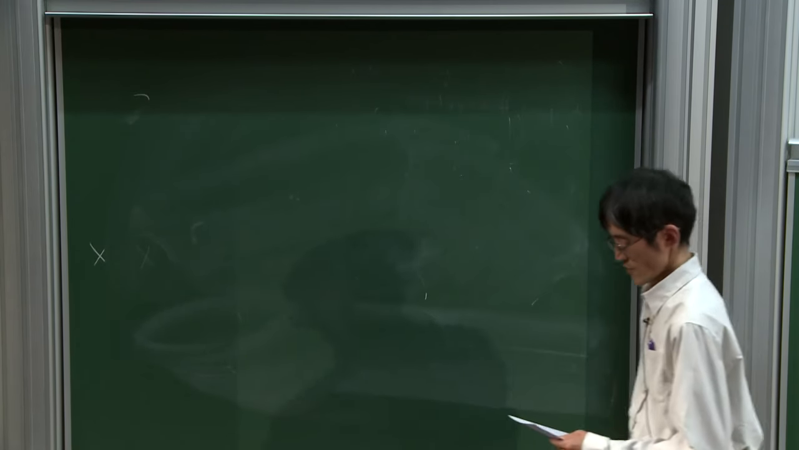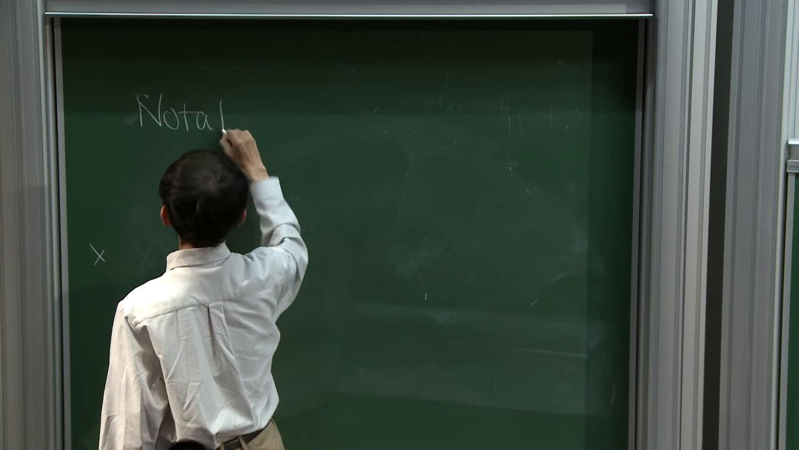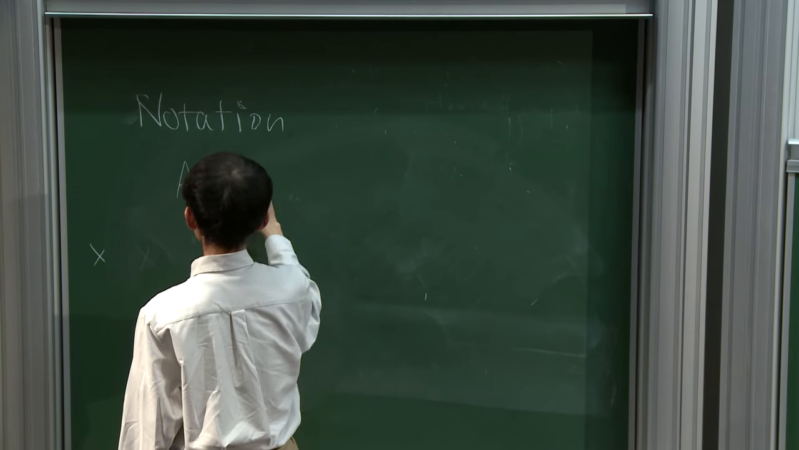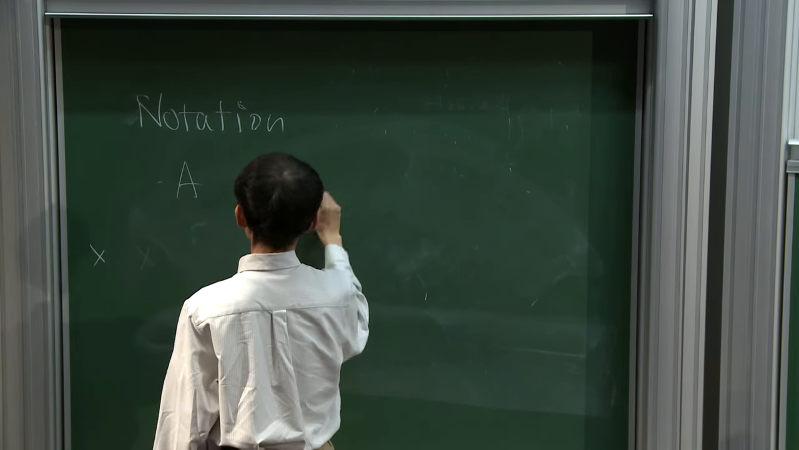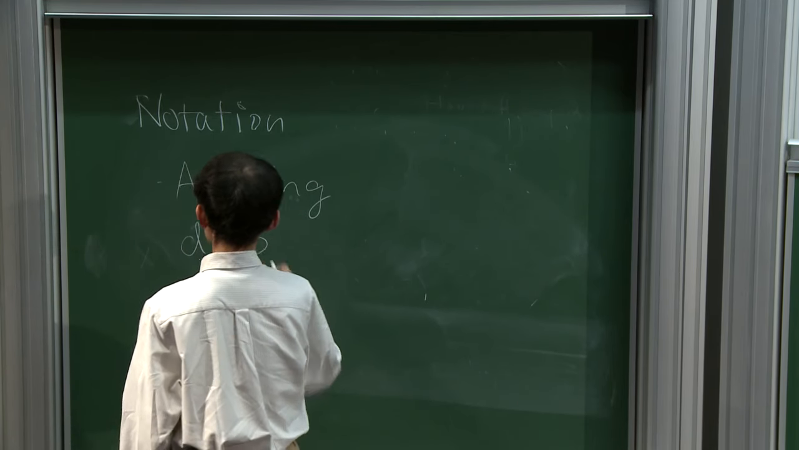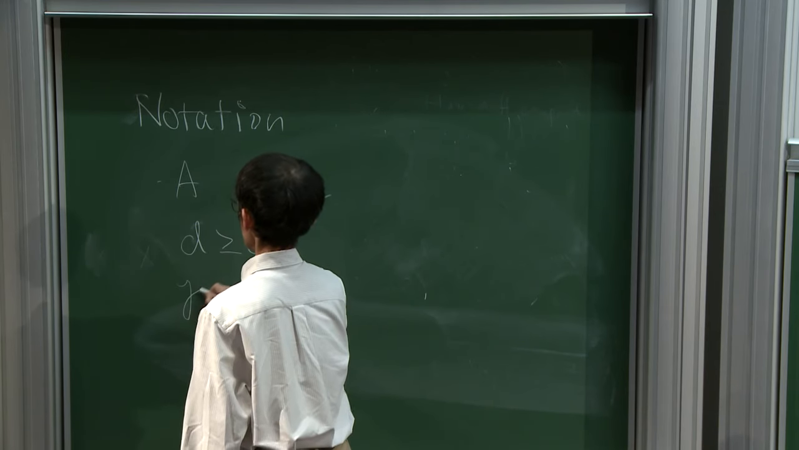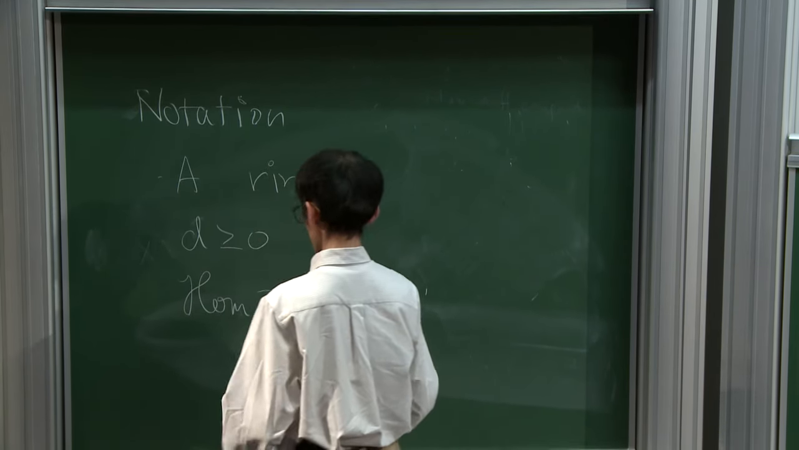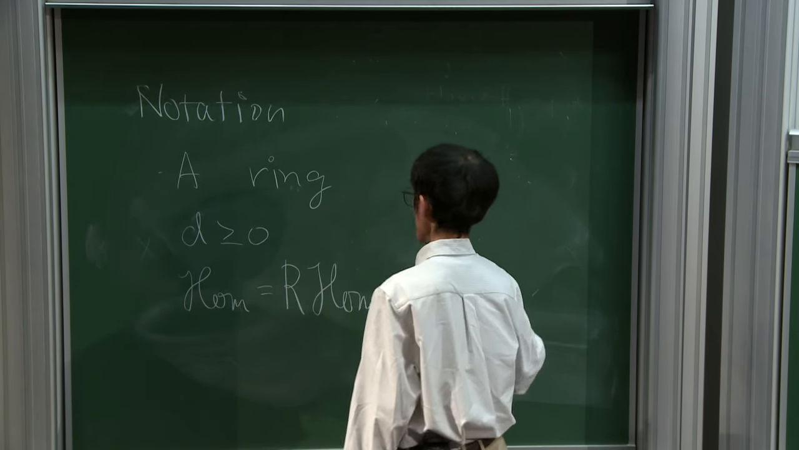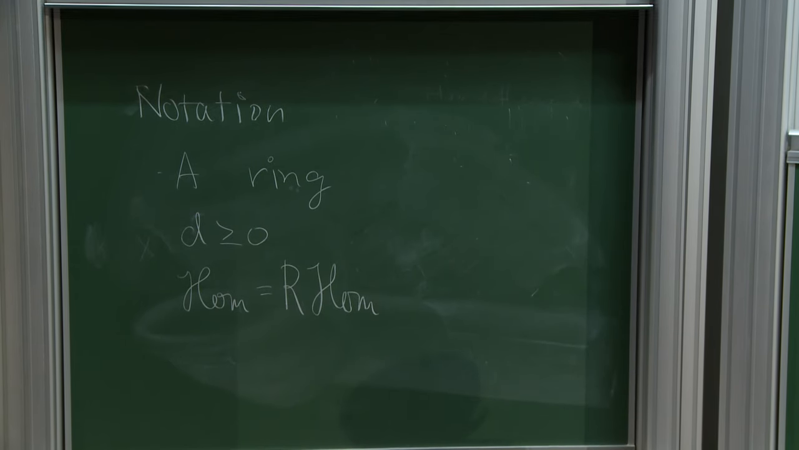And the notation: throughout the lecture, A denotes a ring, d is a non-negative integer, and the tensor product is in the derived sense. Okay.